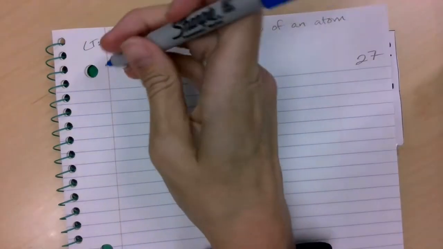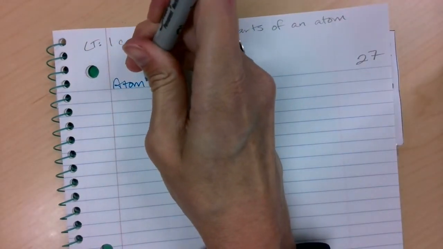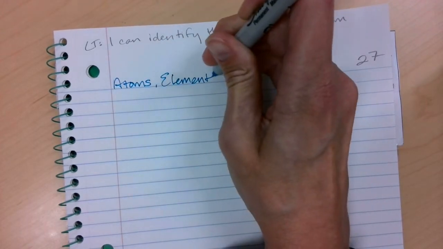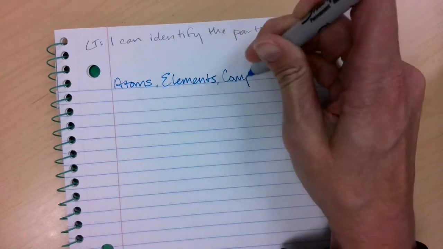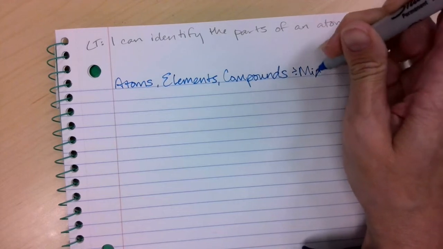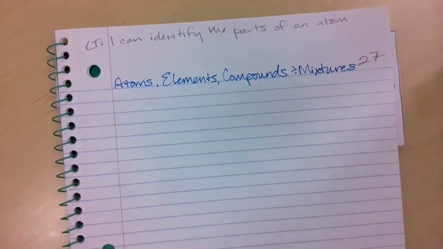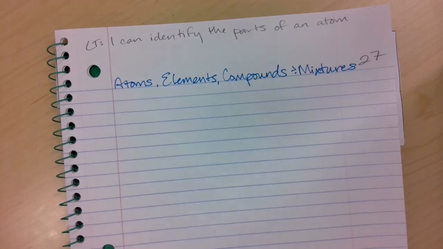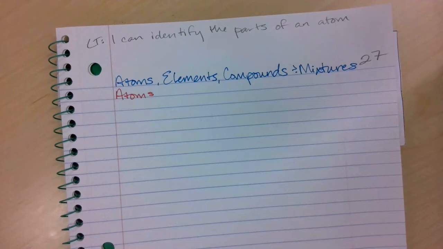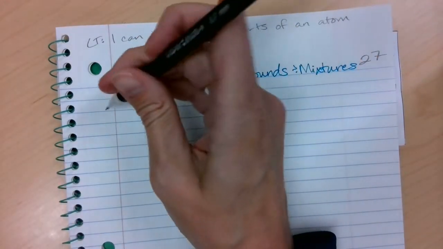Okay, the title of our notes, again: atoms, elements, compounds, and mixtures. Okay, the first thing we're going to talk about today are atoms. And atoms are the smallest unit of matter that still acts like that substance. Okay?